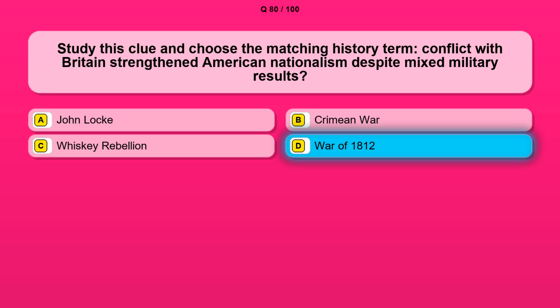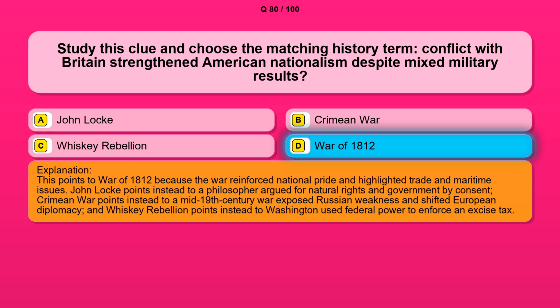The correct answer is option D, War of 1812. This points to War of 1812 because the war reinforced national pride and highlighted trade and maritime issues. John Locke points instead to a philosopher argued for natural rights and government by consent. Crimean War points instead to a mid-19th century war exposed Russian weakness and shifted European diplomacy. And Whiskey Rebellion points instead to Washington used federal power to enforce an excise tax.